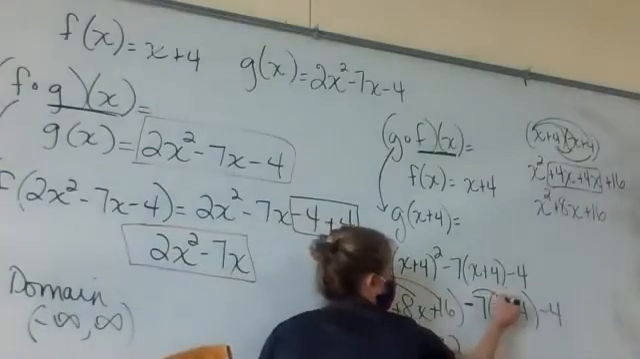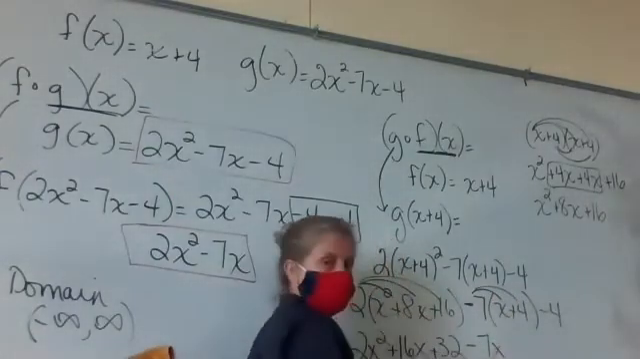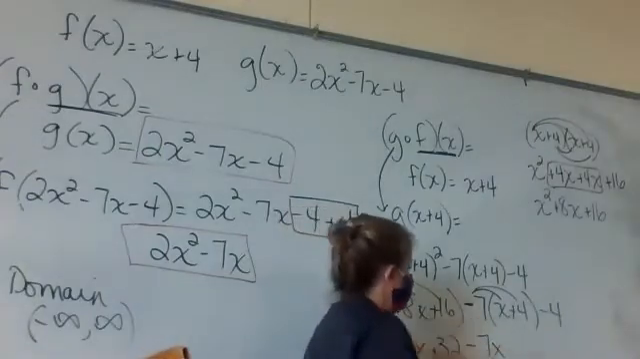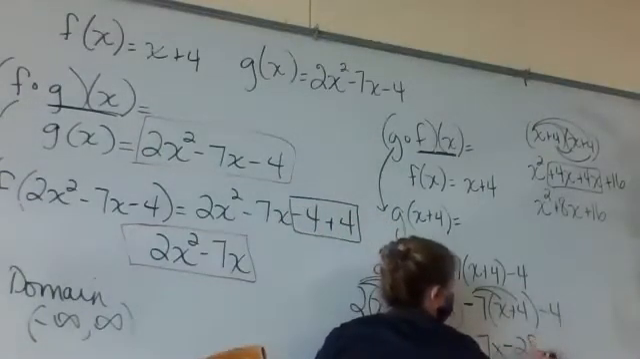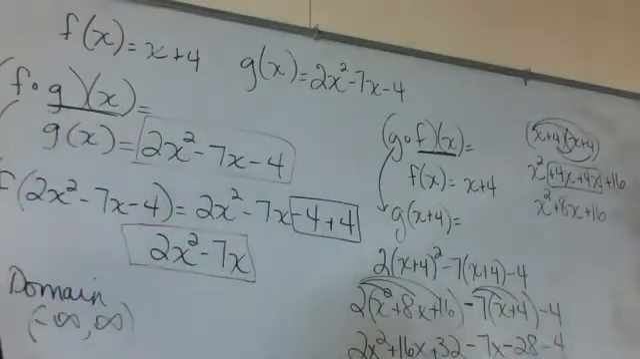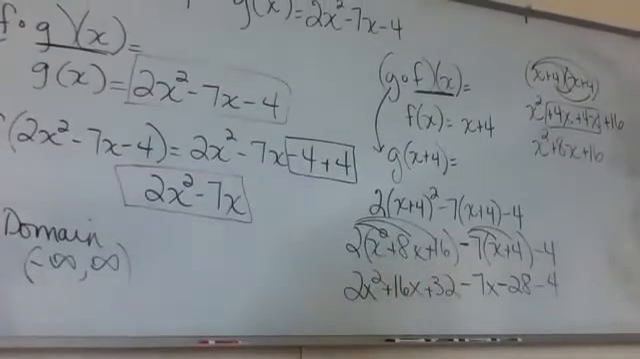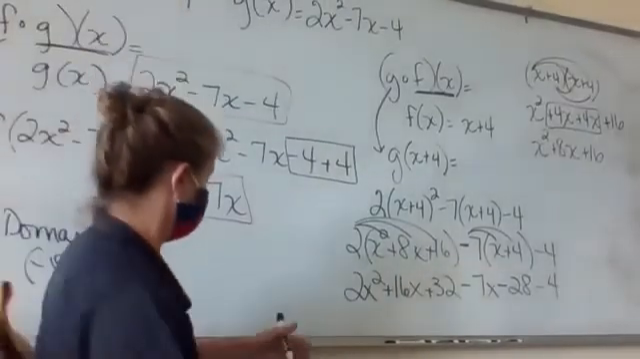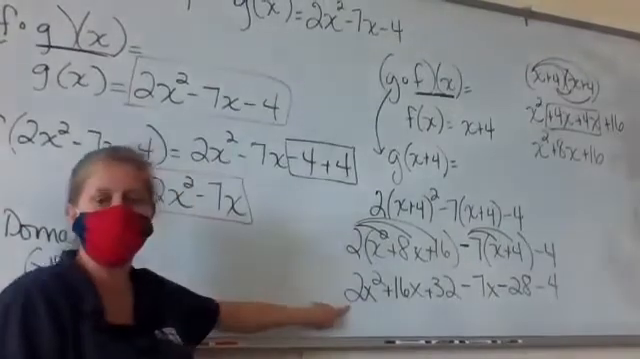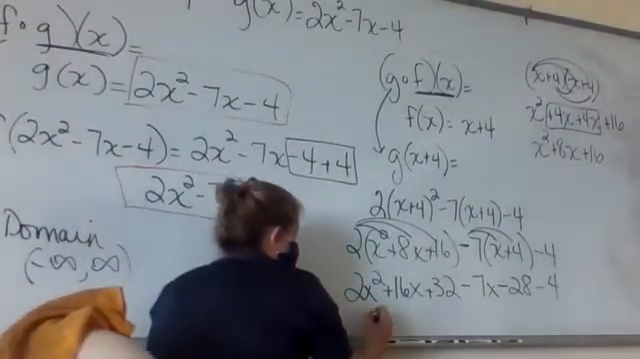And I'll distribute this negative 7. So negative 7x. Negative 7 times positive 4 is negative 28. And then bring down the minus 4. And then clean it up. And by cleaning it up, I mean combine your like terms. There's no other squared terms besides this front one, so there's nothing to combine with it, so I'll just bring it down.